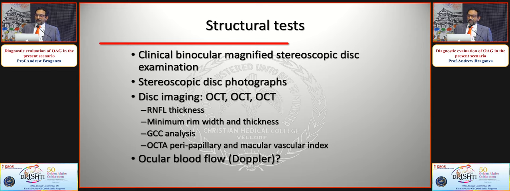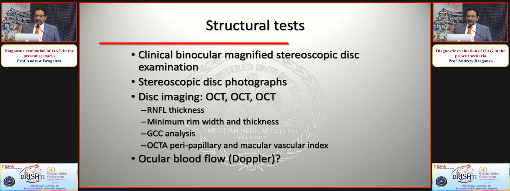When we come to structural tests, we have the clinical binocular magnified stereoscopic disc examination as our gold standard. Stereoscopic disc photographs reflect this but give us a permanent documentation. We have disc imaging with multiple modalities, but finally it comes down to OCT, OCT, and OCT. Most of the others are not really very much used now because OCT is a very flexible machine and everybody has it. Ocular blood flow, yes, plus minus.